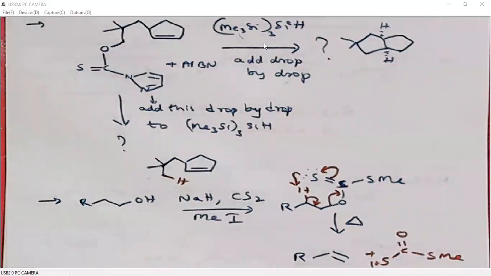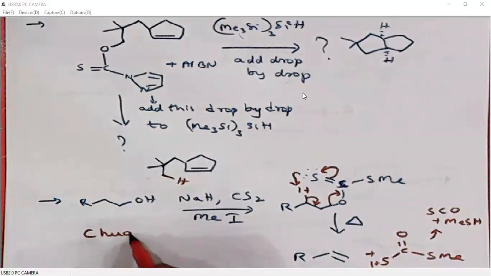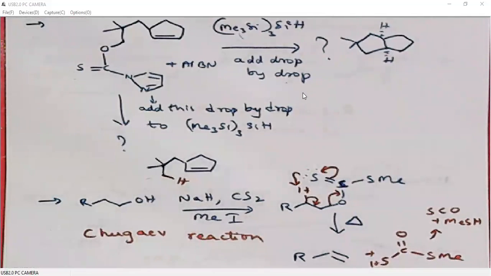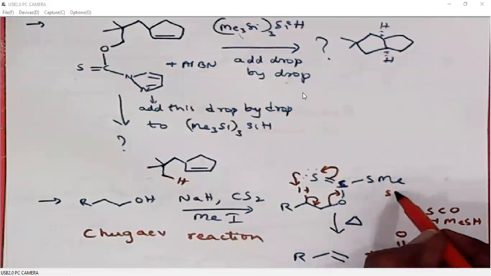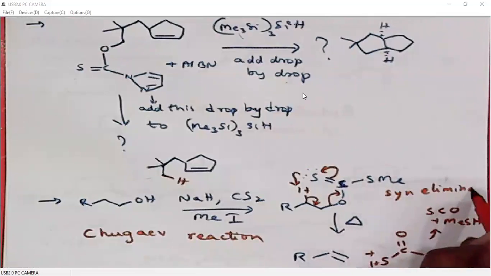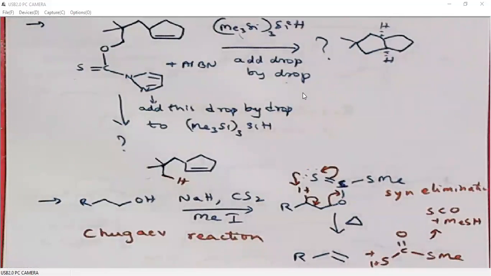Again, it will undergo decomposition, so that we will get COS and this mercaptan. This reaction is called the Chugaev reaction. So after converting alcohol into xanthate, with TBTH, we will remove this alcohol. But when we apply thermal conditions with syn elimination, it generates alkene. So it is called the Chugaev reaction.